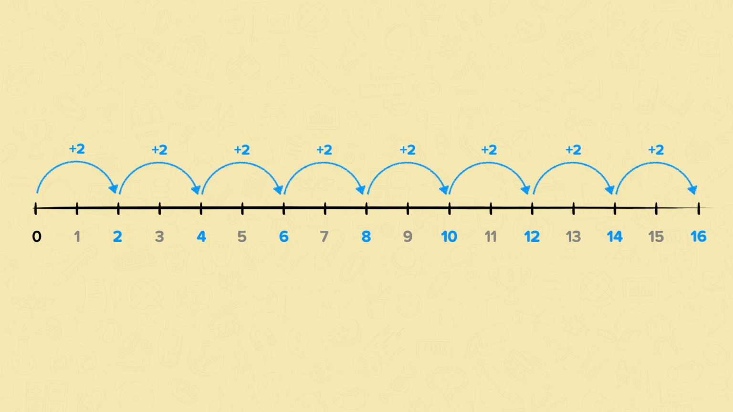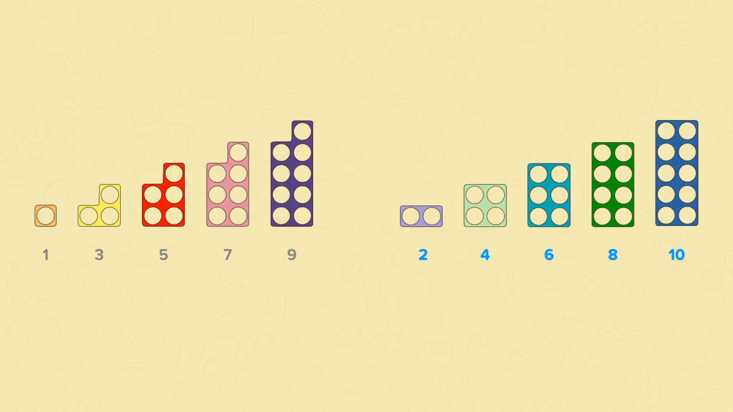All of the numbers in blue are even numbers. All of the numbers in grey are odd numbers. Let's have a look at the numbers using number pieces. Here are the odd numbers from 1 to 10, and here are the even numbers from 1 to 10.